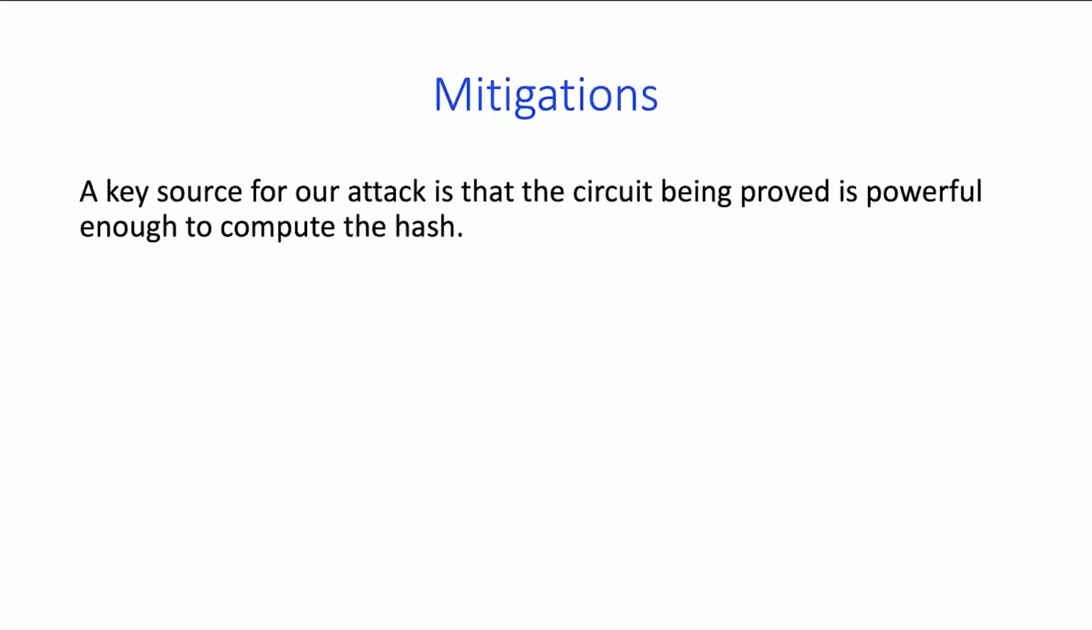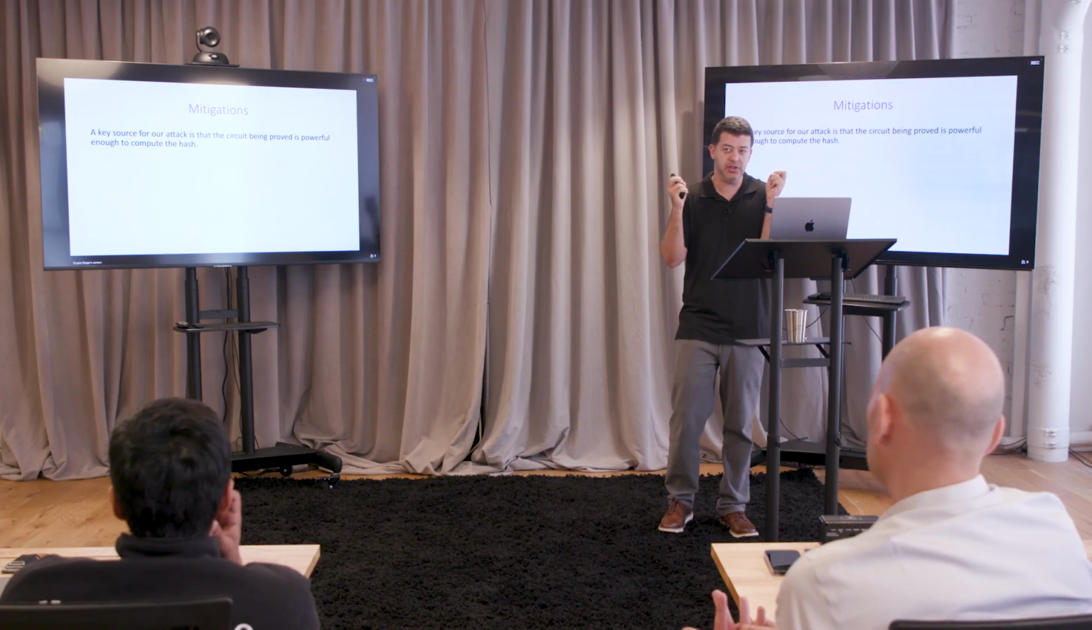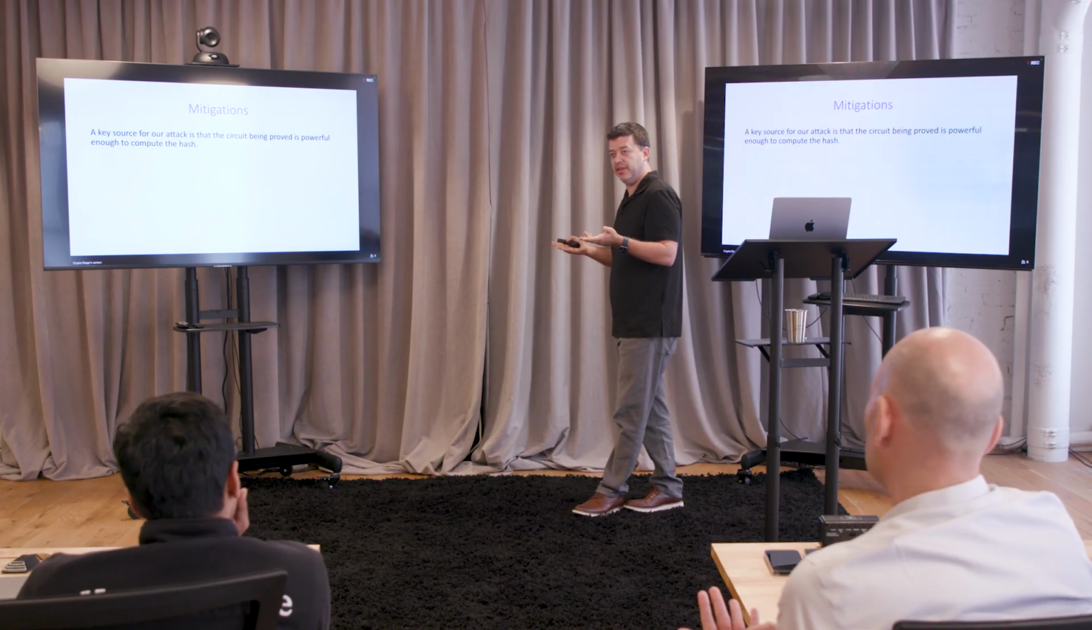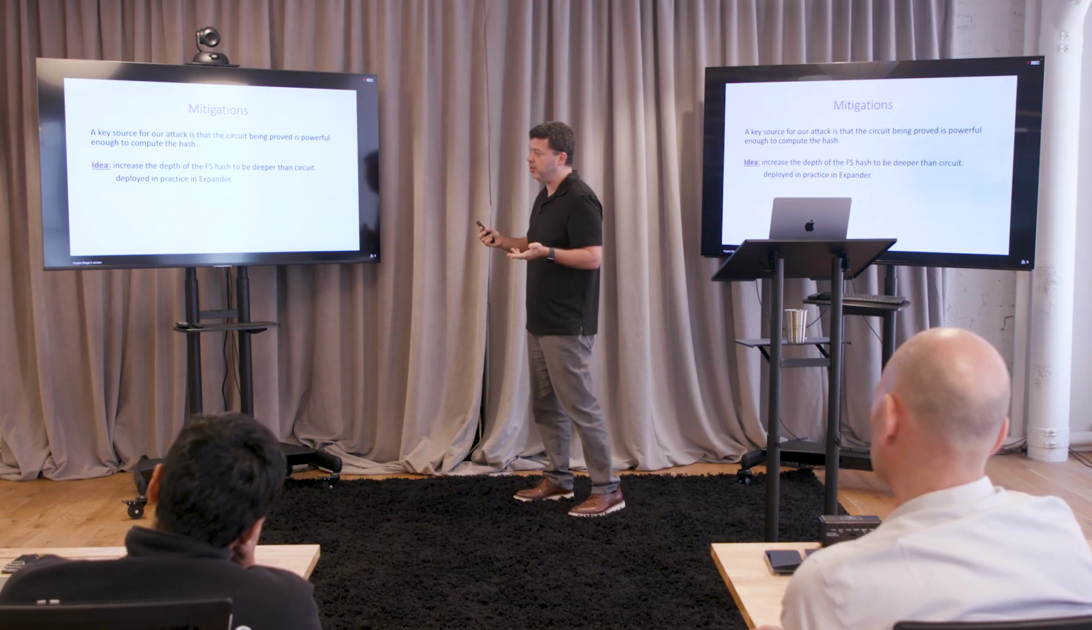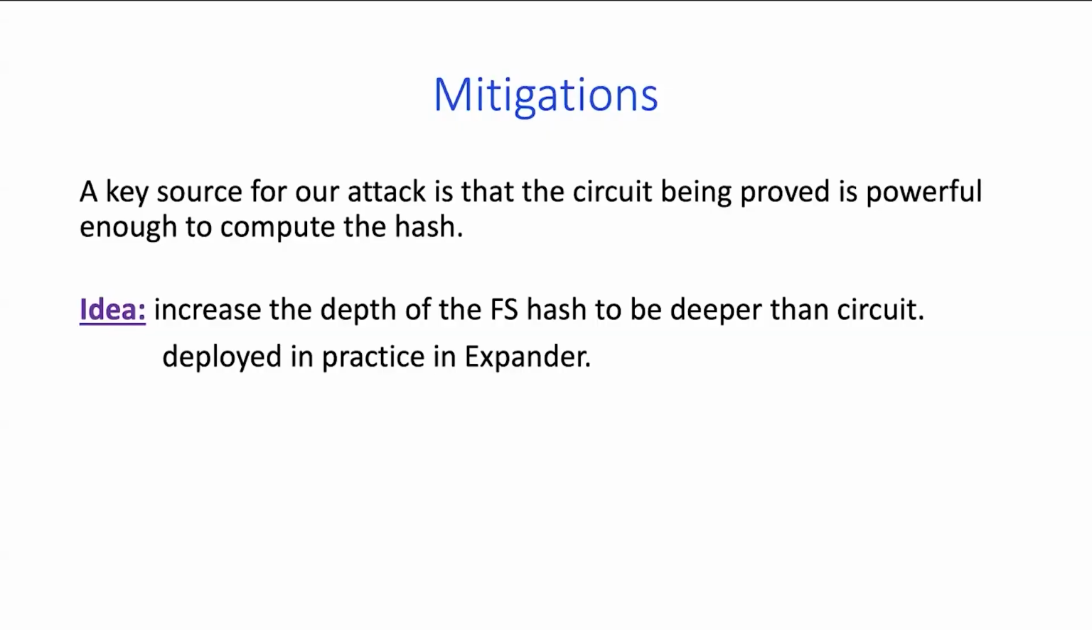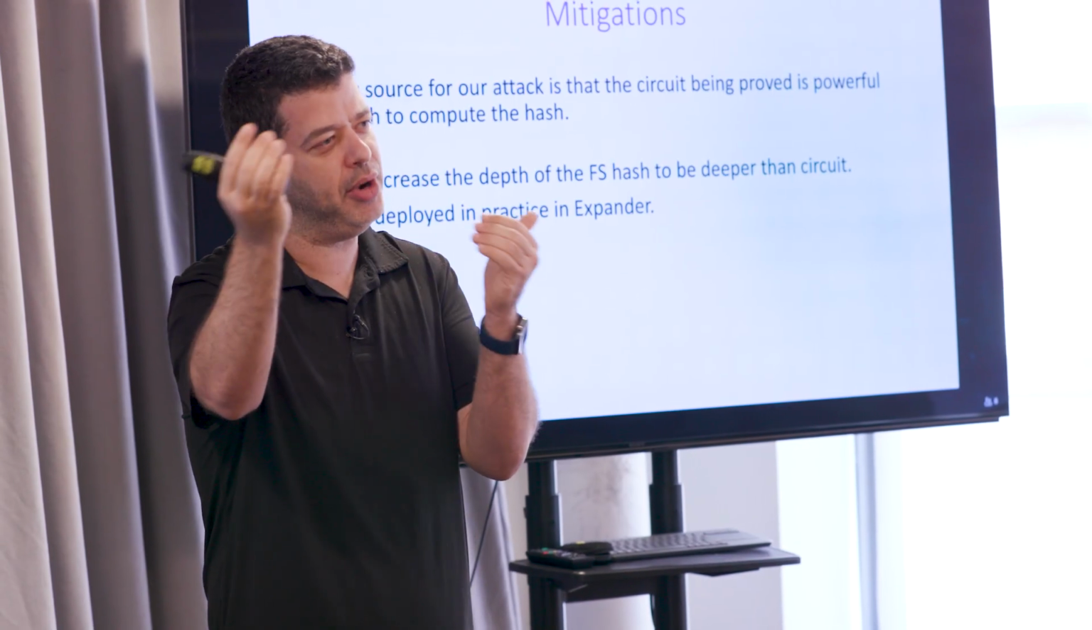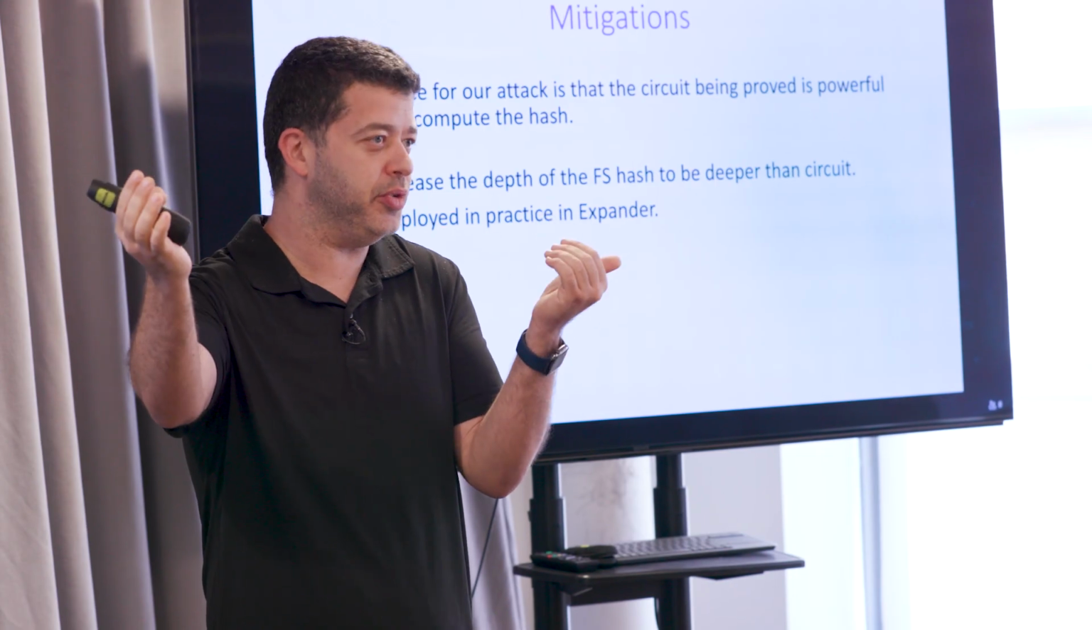The key source of our attack is the fact that the circuit for which we were proving things could evaluate the hash function. What you could try to do is make sure that the circuit you're proving for is not strong enough to evaluate the hash function, and then I would no longer know how to apply the attack. So for example, what we were suggesting in the paper is to increase the depth of the Fiat-Shamir hash function, for example by iterating it a couple of times. It's hard to argue that by iterating it, the actual depth formally increases, but practically it probably does. You can certainly conjecture that it does.